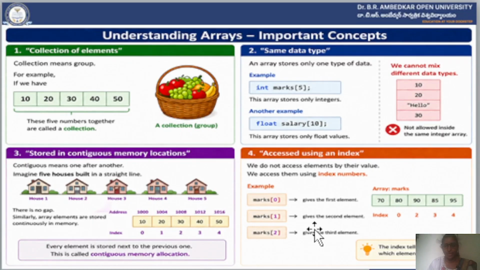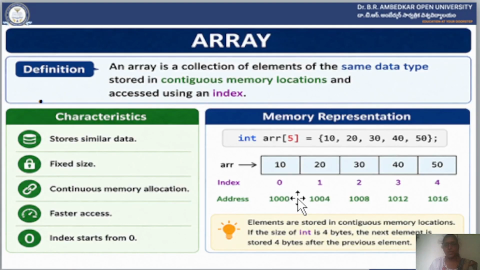I am coming to the fourth one, access using an index. We cannot directly access all values, so we access them using index numbers. The index value starts from 0. Suppose mark[0] gives the first value and mark[1] gives the second value. So this is the definition of the array: a collection of elements of the same data type stored in contiguous memory location and accessed using an index.